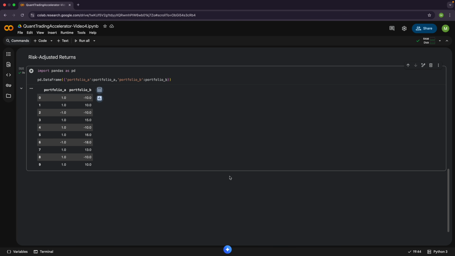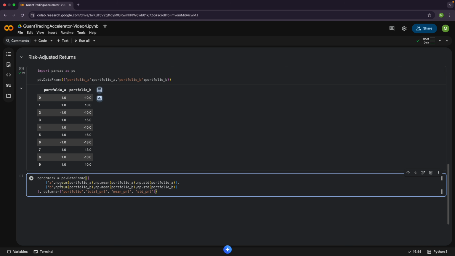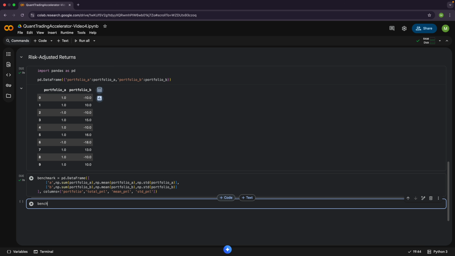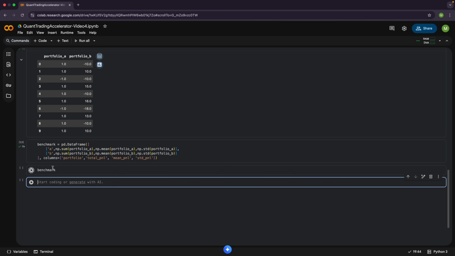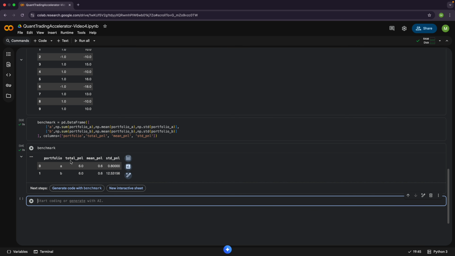So what I'm going to do now is benchmark it. I'm creating another data frame here, called benchmark, and I'm now just going to run this. Don't know why it's taking so long. Okay, here we go. So essentially I've just calculated the mean and the standard deviation.